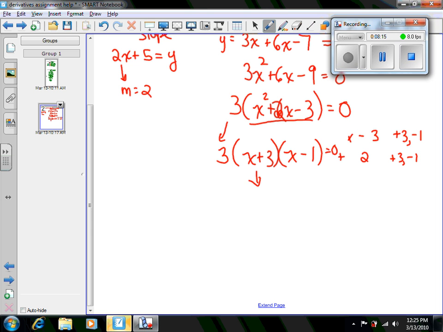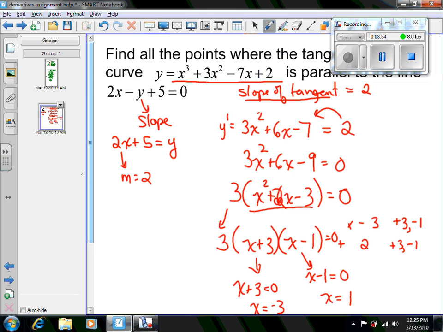So that means x plus 3 is 0, and x minus 1 equals 0. So at x equals negative 3 and at x equals 1 are the two places on the graph where the tangent line to the curve, x cubed plus 3x squared minus 7x plus 2, has a slope of 2, or would be parallel to that line.